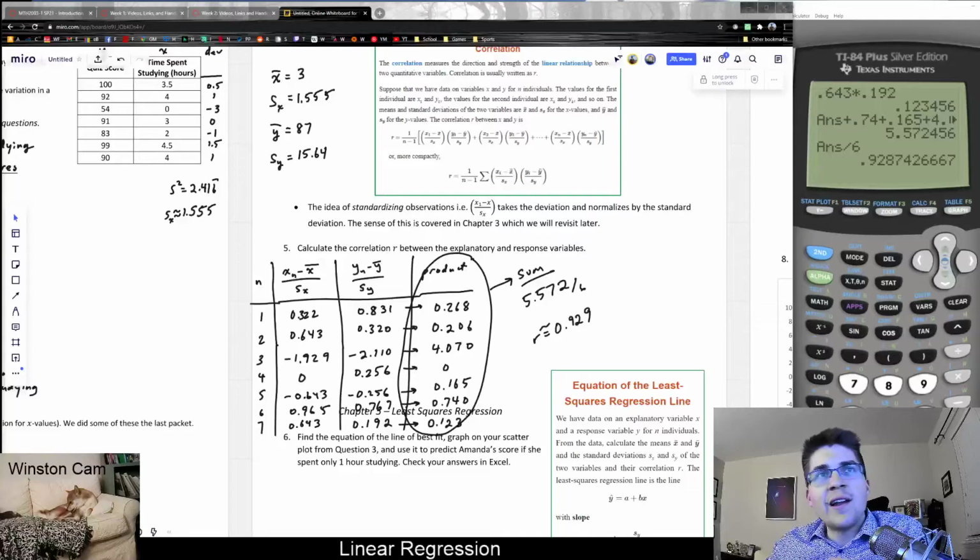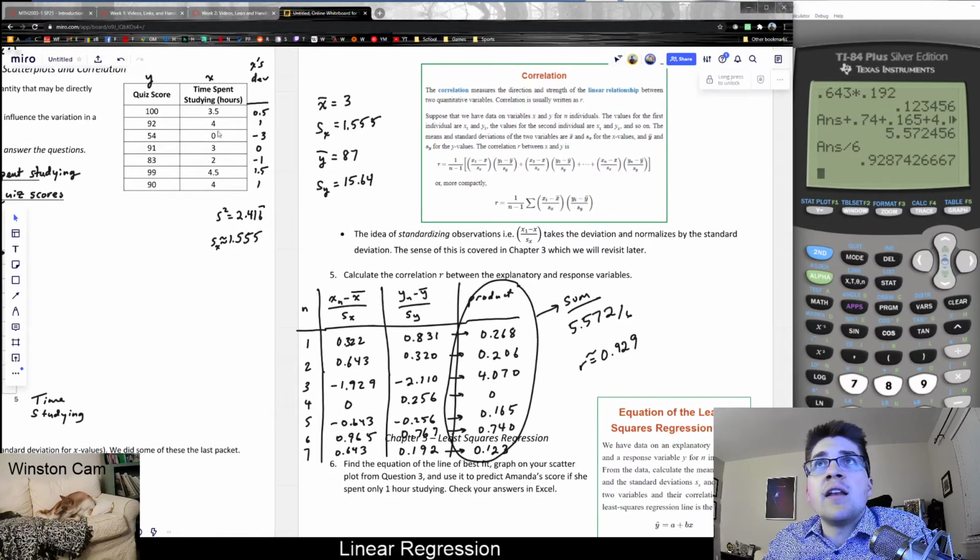Another question is, what does R mean? When I calculate the correlation between two variables, what does this number mean? So in the previous video, we just took our numbers for our time spent studying and quiz score and calculated our correlation all by hand. But we ended up with this number, about 0.929. But what the heck does that mean?